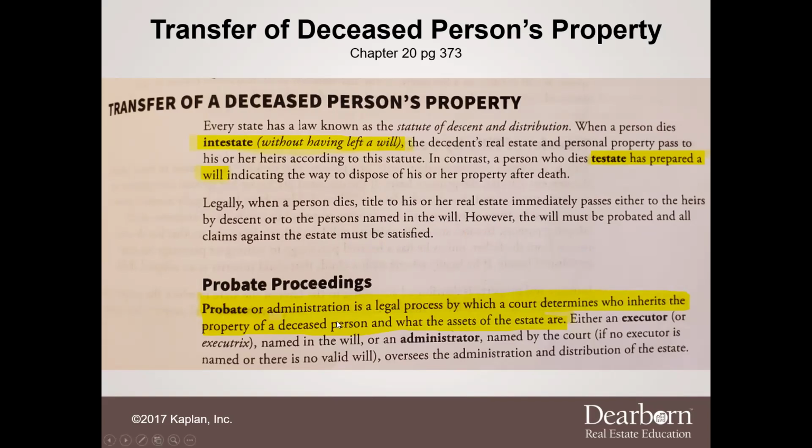So probate or administration is the legal process by which a court determines who inherits the property of a deceased person and what the assets of the estate are. If you had a will, you would have named an executor or an executrix to manage your will to ensure that all your assets are distributed according to your last wishes. If you didn't name anybody in the will, a judge will assign an administrator, probably an attorney appointed by the court to do that job.